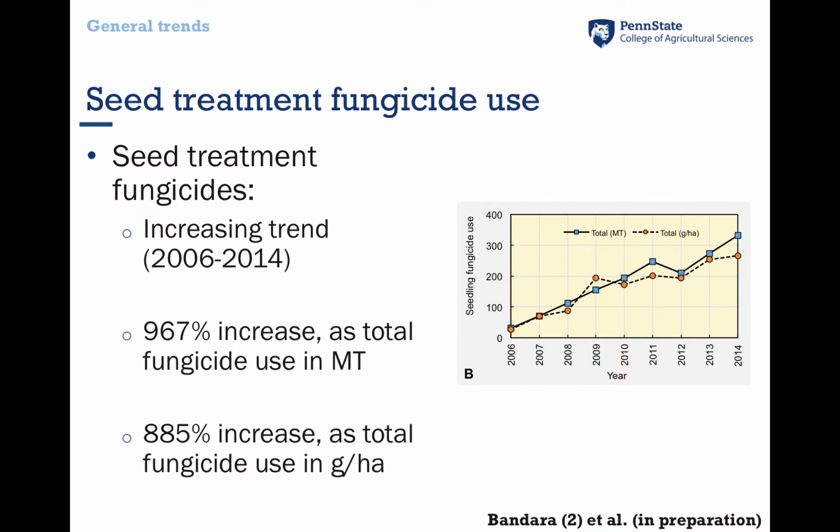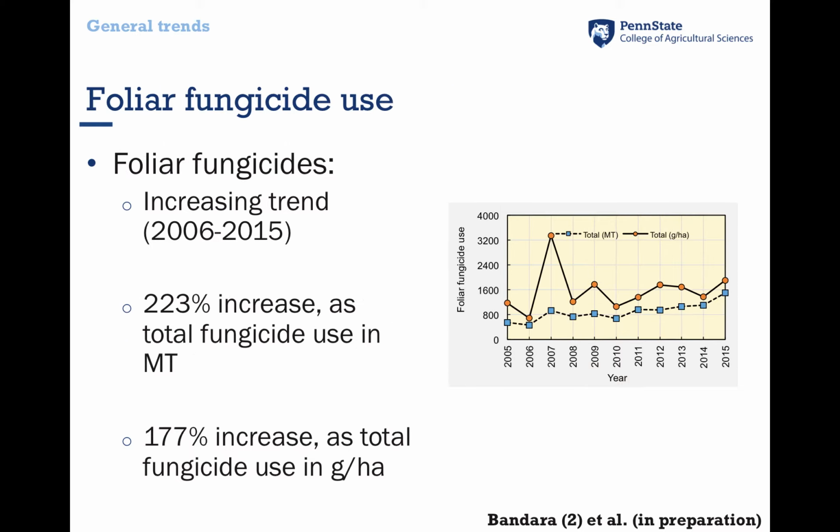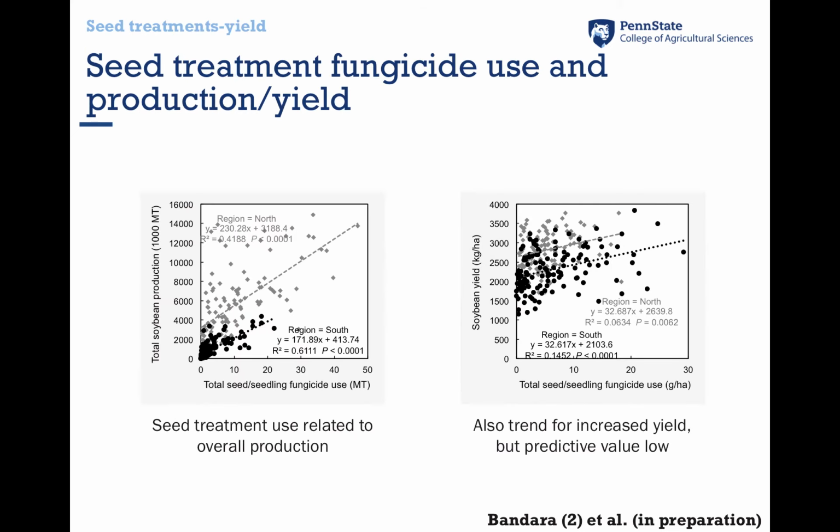One of the big trends we see is that seed treatment fungicide use has gone up almost 1,000-fold as total use, as well as grams per hectare of active ingredient. That's been a long-term trend that we can continue to see in its application. Foliar fungicide had a peak period here around 2007 as an active ingredient combination, with a slight continued increase over the same period, but not to the same degree as the seed treatments.